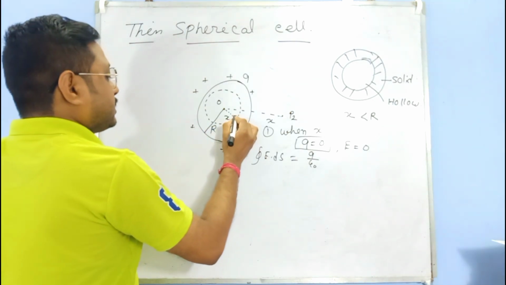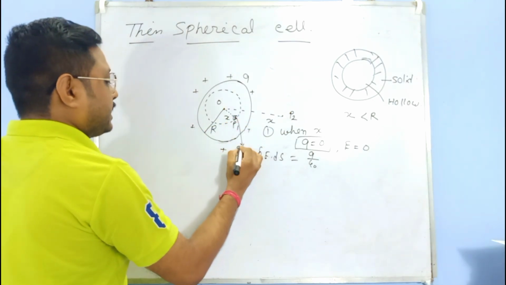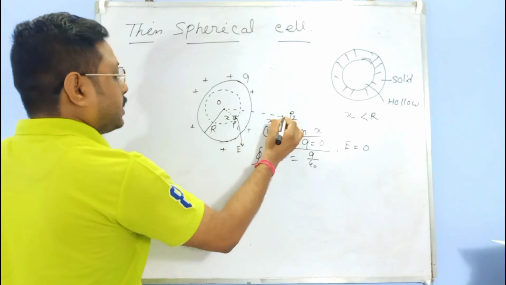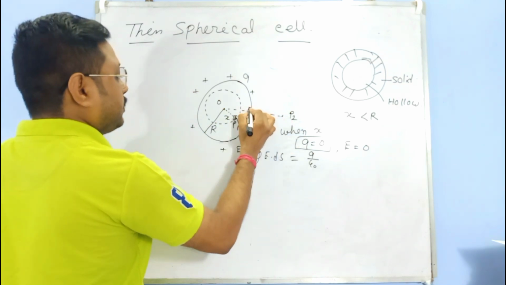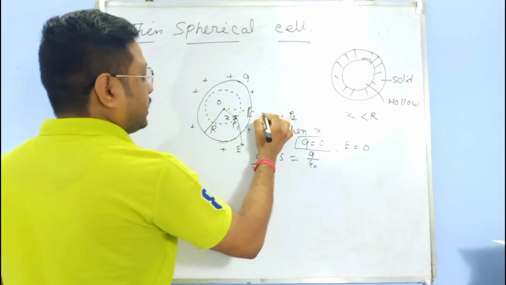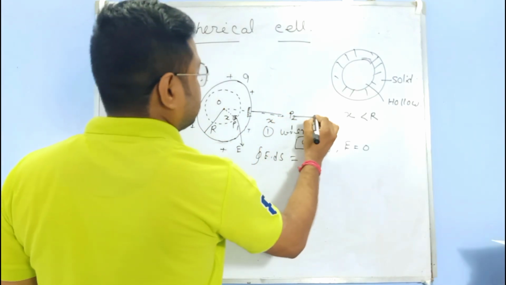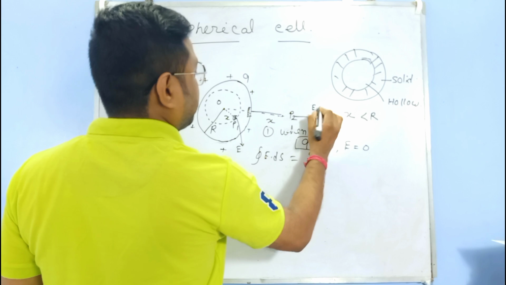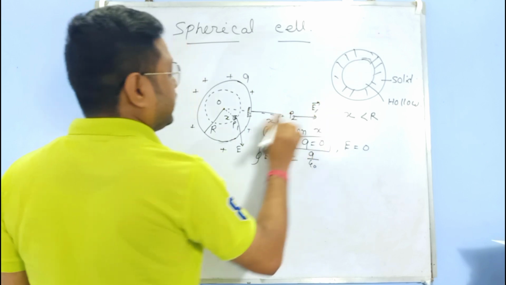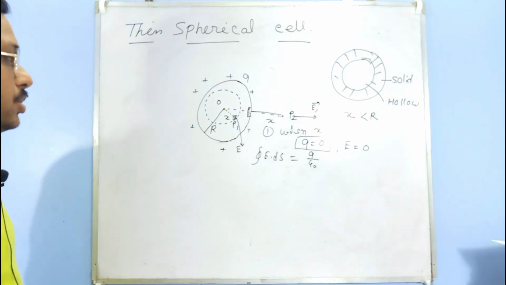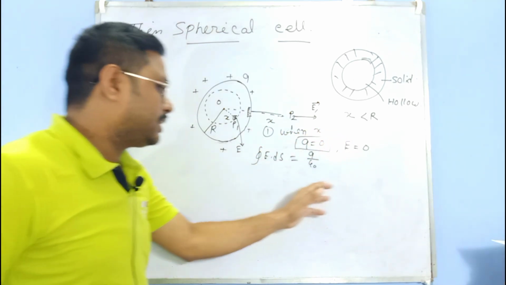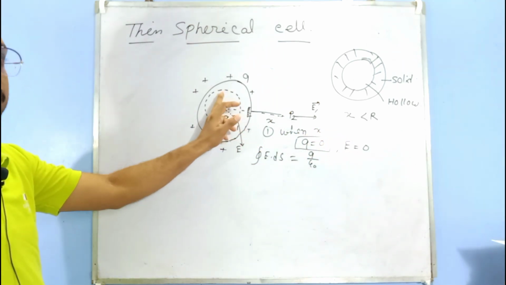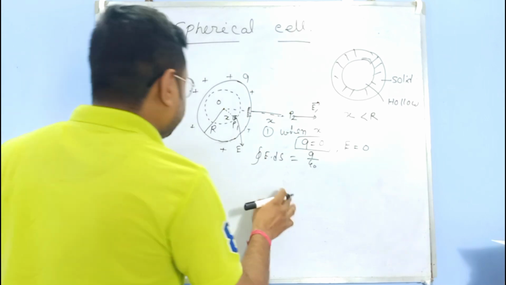An electric field is always directed radially outward. For point P2 also, if we consider a surface area here, the direction of electric field is along radially outward. So when x is less than r, the electric field is 0. Now we can go with case 2.